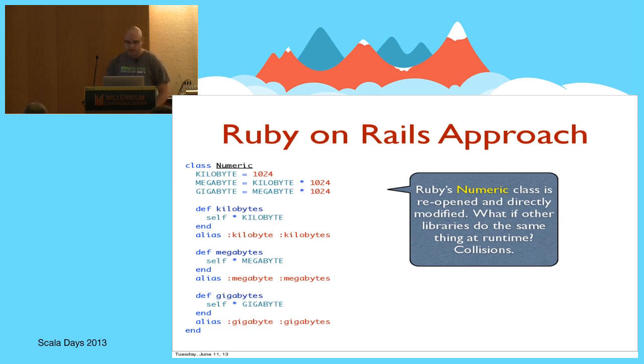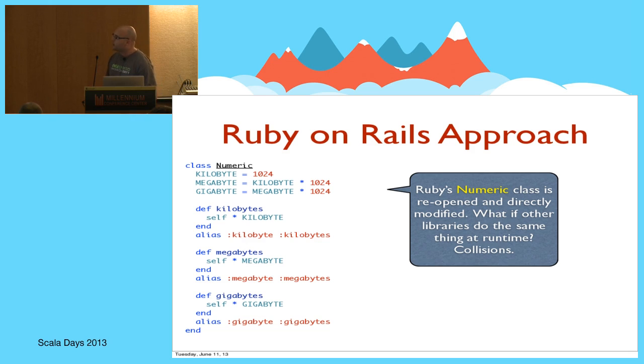So here's what Ruby does, or Rails, rather. Numeric is the type that all the numeric types in Ruby are subclasses of. And so Rails just says, well, I'm the only player in the universe. Let me just reopen the numeric class and jam these methods in there. And that's where you get all these nice methods like kilobytes, megabytes. But it's a problem, right?